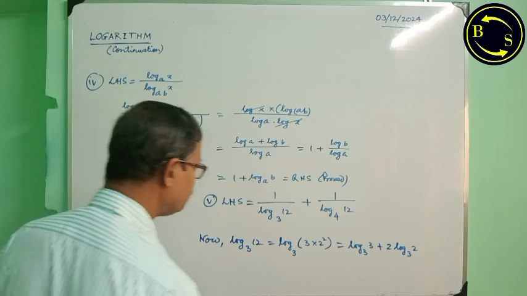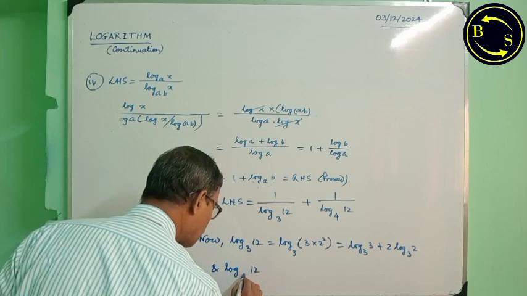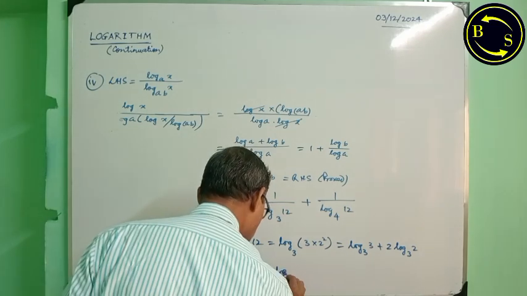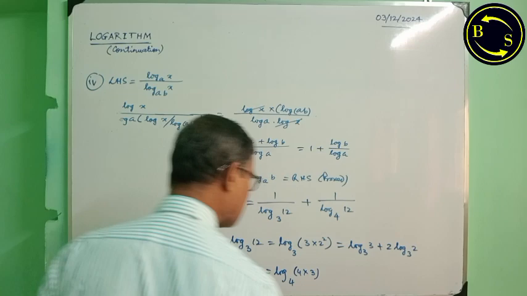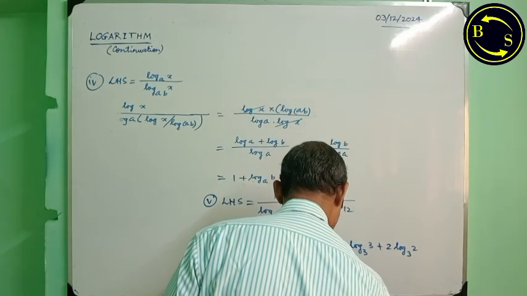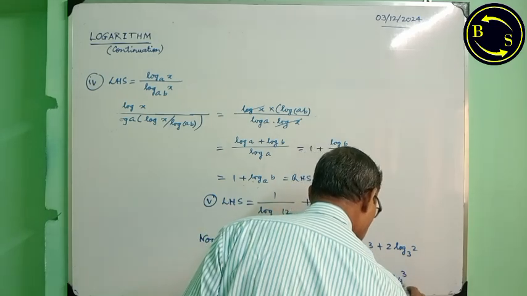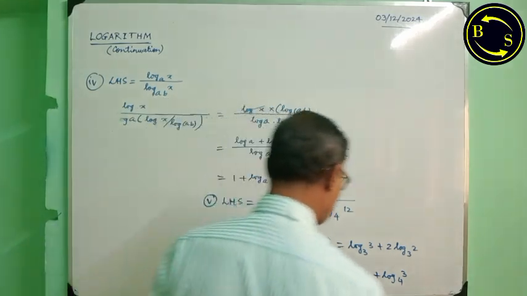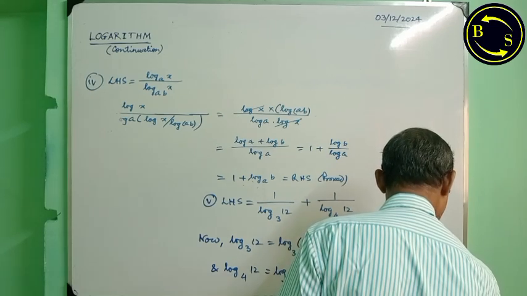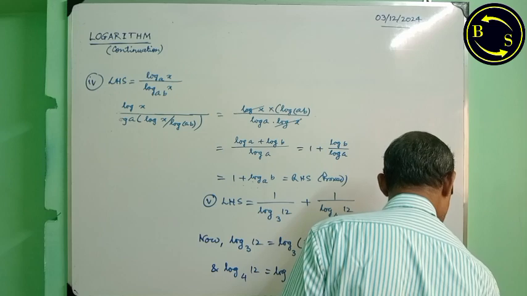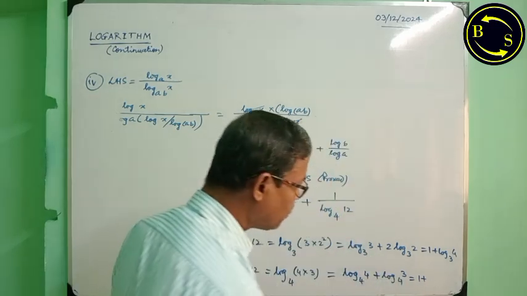And log of 12 to the base 4 is equal to log of 4 into 3 to the base 4, that is equal to log of 4 to the base 4 plus log of 3 to the base 4. This is 1 plus log of 3 to the base 4.